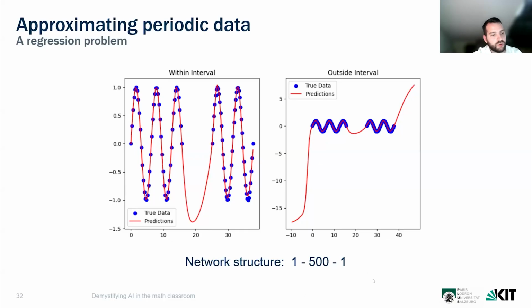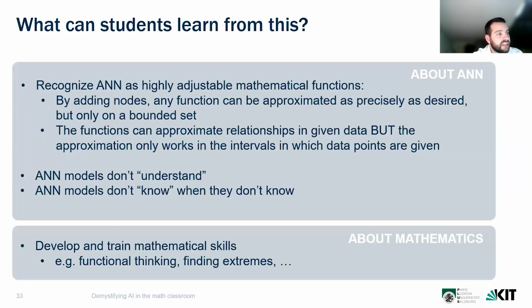And if you look here, we have a 1-50-1 network structure, so it would be possible to simulate or model it in a better way. And what can students actually learn from this? They recognize ANN as a highly adjustable function, as a mathematical function, meaning by adding nodes, any function can be approximated as precisely as desired, but only on a bounded set.